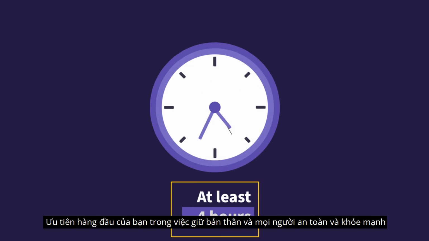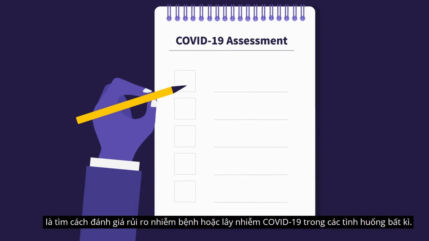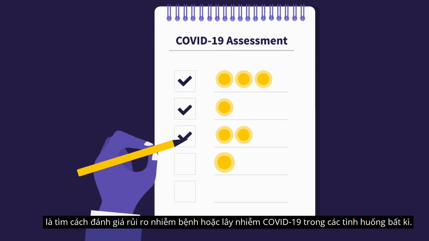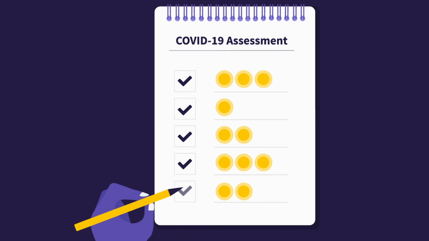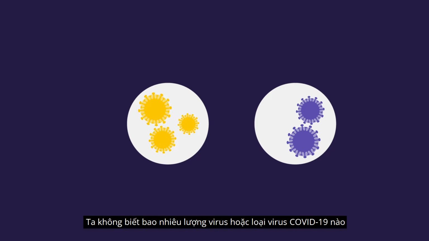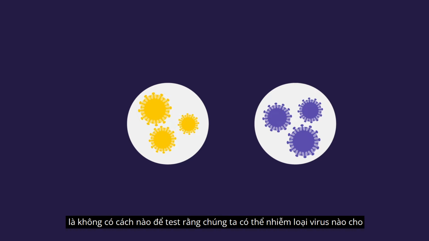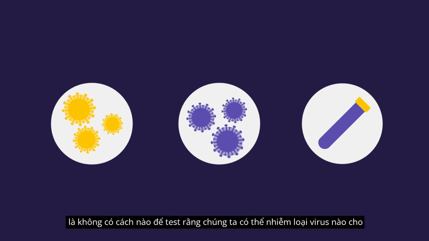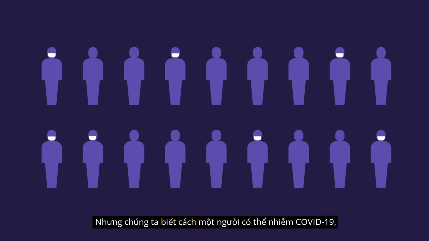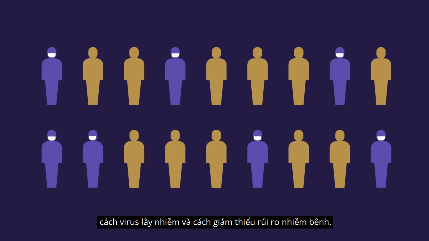Figuring out how to assess the risk of getting infected with or spreading COVID-19 in any situation is your number one tool in keeping yourself and others healthy and safe. We don't know how much or what kind of strain of COVID-19 will make us sick, or worse, and there is no way to test what strain we were infected with until we are already sick. But we do know how people catch COVID-19 and how it spreads and how we can reduce the potential for exposure.